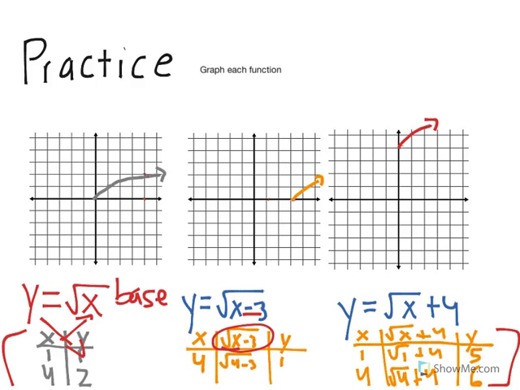On this one, it was a vertical translation, and it's positive because it's not inside the radical with the x, and it's positive 4, so that means I go up 4. So I go up from my origin, 1, 2, 3, 4, and I just draw my graph as it would go. Okay.